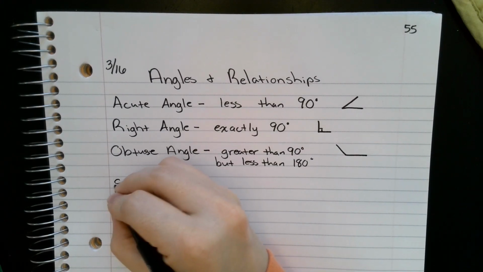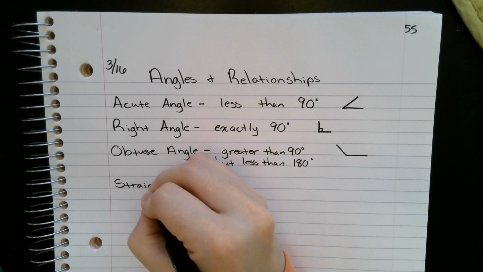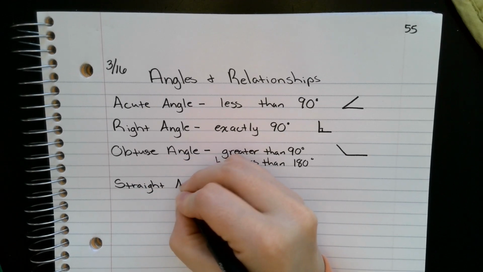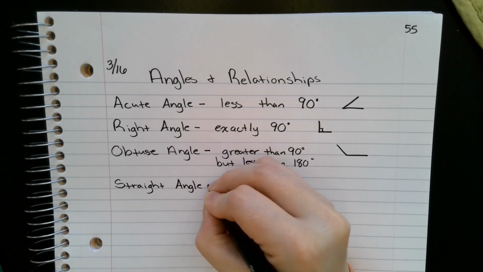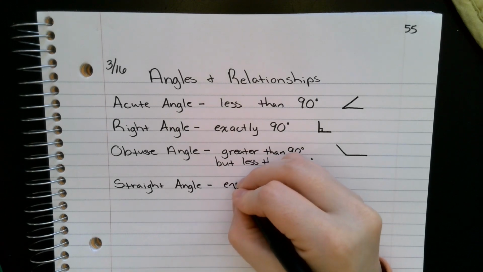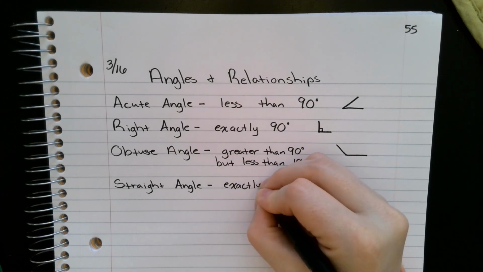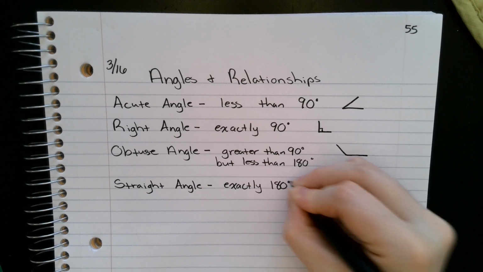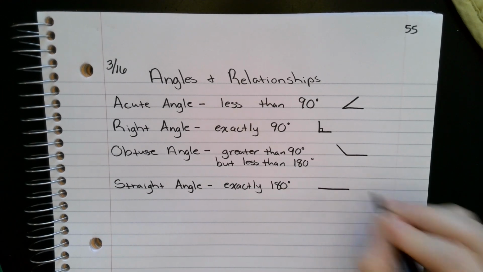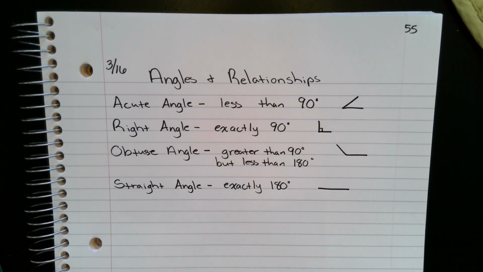And then the last angle that you guys learned about last year is the straight angle. So it kind of looks like a line. So it's exactly 180 degrees. Okay, so those are just the types of angles that we know that we have.